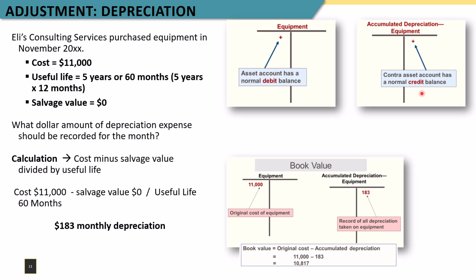An additional term that is often used in connection with assets is the book value. The book value is the net asset value after depreciation, which means that you take the original cost of the equipment and you subtract the accumulated depreciation from it. In our case, it is $11,000 minus 183, which equals $10,817 in book value.